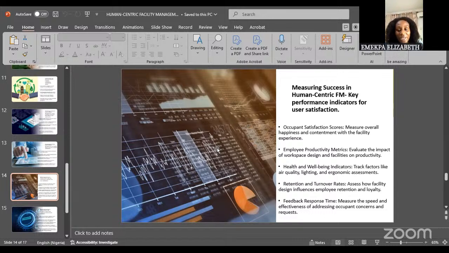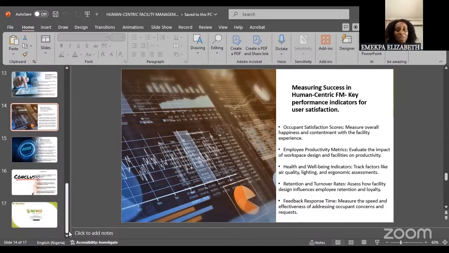Retention and turnover rate: assess how facility design influences employee retention and loyalty. Feedback response time: measure the speed and effectiveness of addressing occupant concerns and requests. Why do you think it's especially important in facility management? Now, you said if there is a faulty light, it should be replaced in 20 minutes, but if a faulty light is not replaced in one to three hours, what do you have to say about that?